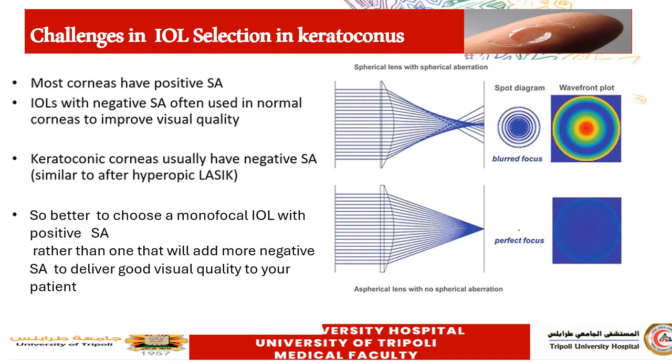Okay, what about the spherical aberration? You choose a monofocal lens, but you still need to know whether to choose a monofocal lens with positive spherical aberrations or with negative spherical aberrations. As we have explained in the lecture of corneal topography, most normal people have a positive spherical aberration, and by positive we mean that the peripheral rays will be focused in front and the central rays will be focused in the back.